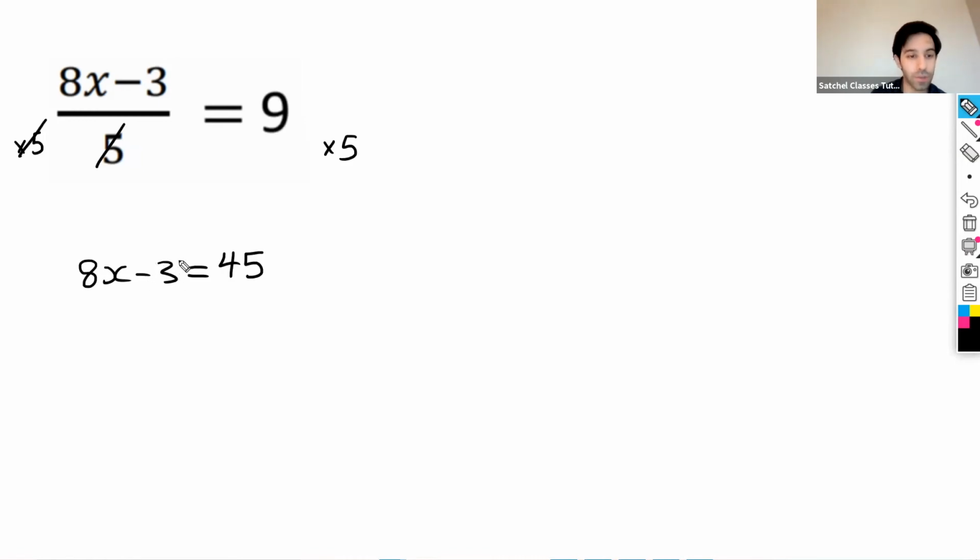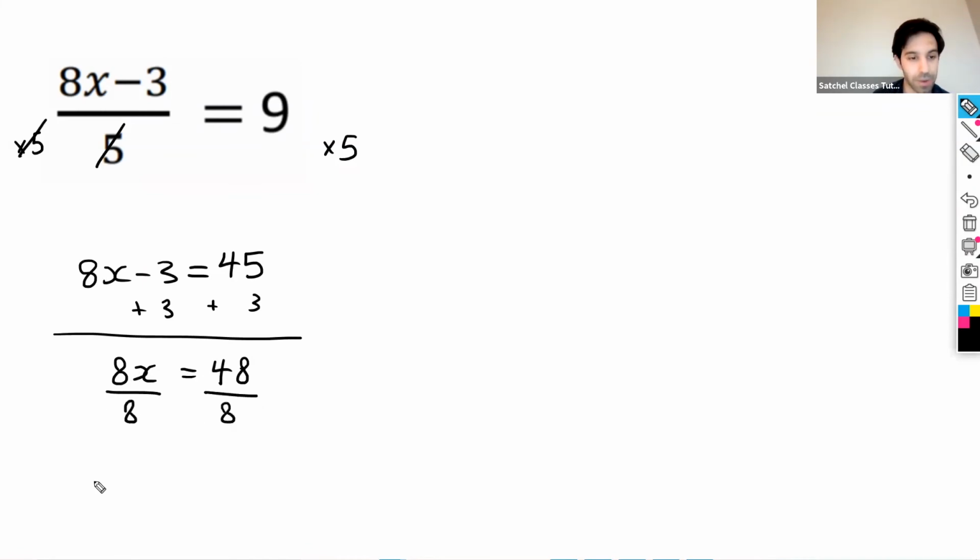Now, the opposite of subtracting 3 is to add 3 to both sides. So what we'll end up with is minus 3 plus 3 is 0. So we have 8x on this side is equal to 45 plus 3 is 48. And now the opposite of multiplying x by 8 is to divide by 8. So we have to divide both sides by 8. 8 divided by 8 is just 1, or you can think of them as cancelling out. So x is equal to 48 divided by 8 is 6.